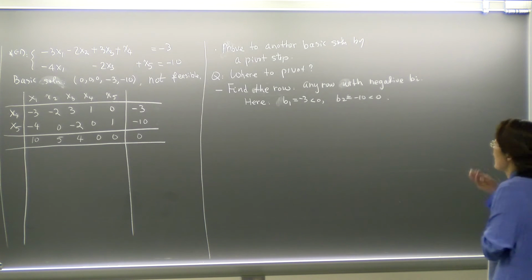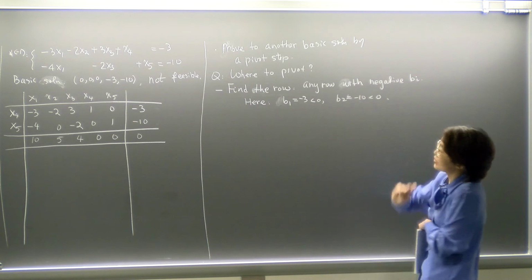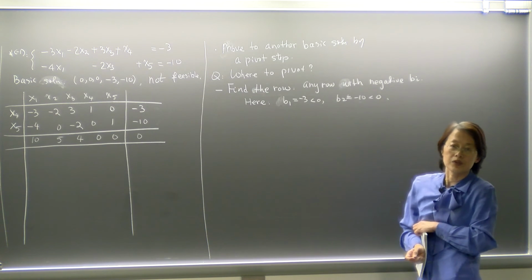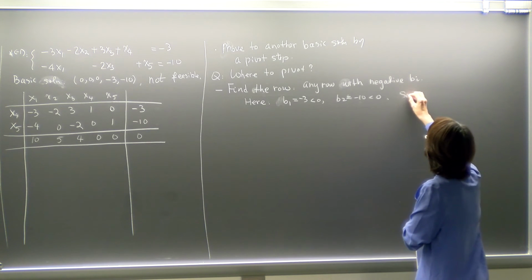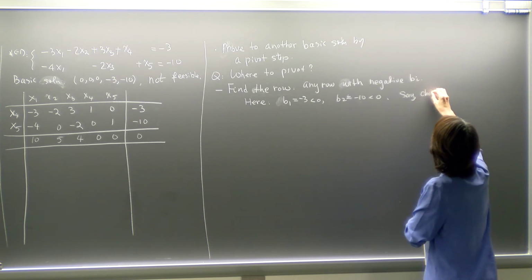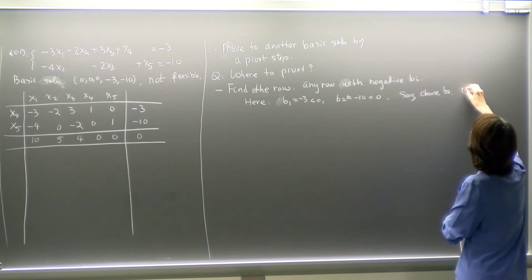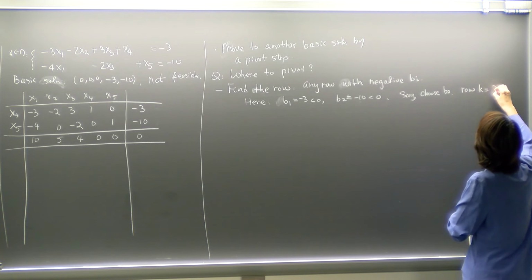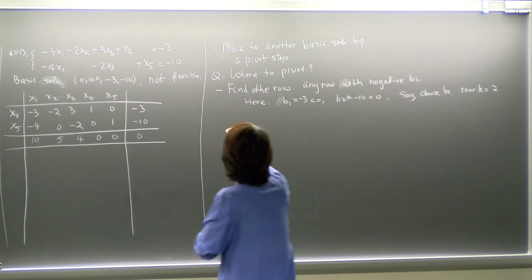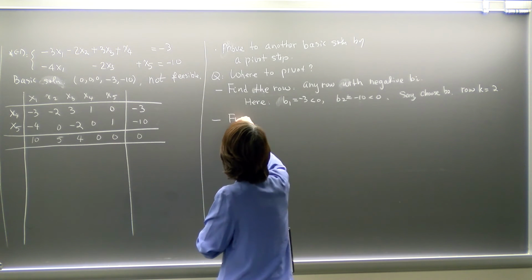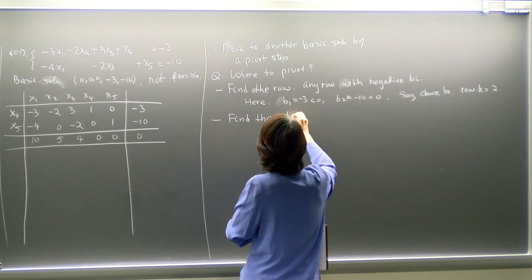Let's say I make an arbitrary rule that I would choose the more negative one. It doesn't have to be that; you can choose the other one, it's just the same. Say we choose b2, which means I would choose row k equals 2. Once I found the row, now I need to find the column.